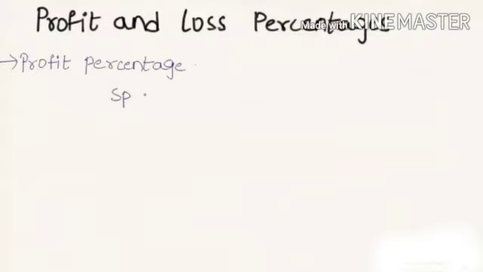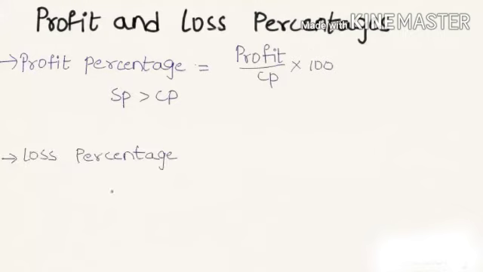Profit and loss percentages. Now we are going to discuss profit and loss percentages. Let us learn about the profit percent. When SP is greater than CP, there is a profit, and profit percent is given by the formula profit by CP into 100. And coming to loss percent, when SP is less than CP, there is a loss, and loss percent is given by the formula loss by CP into 100.